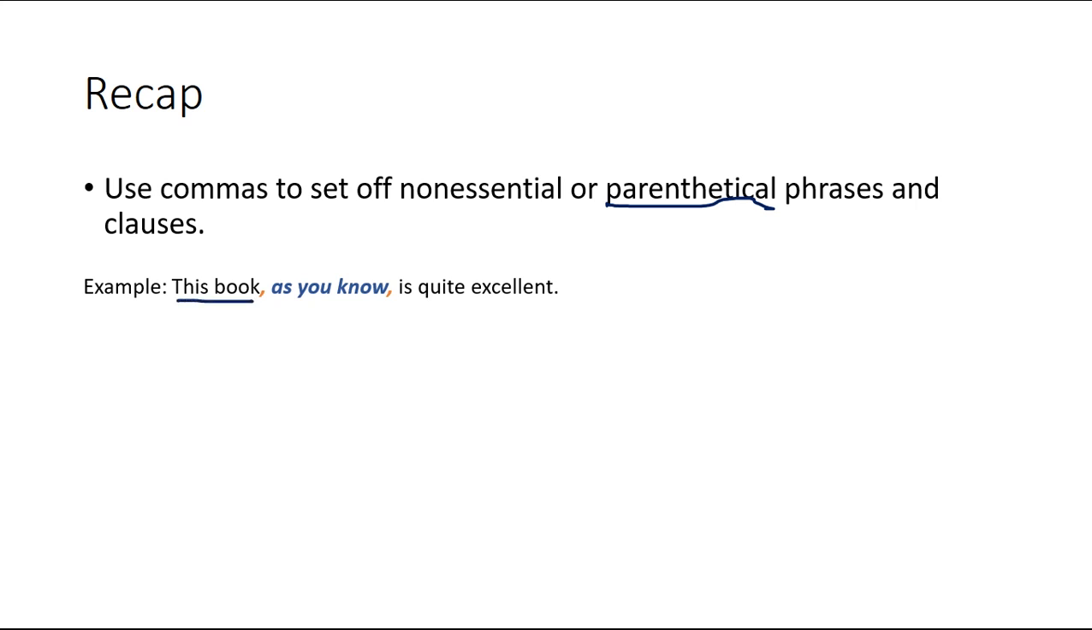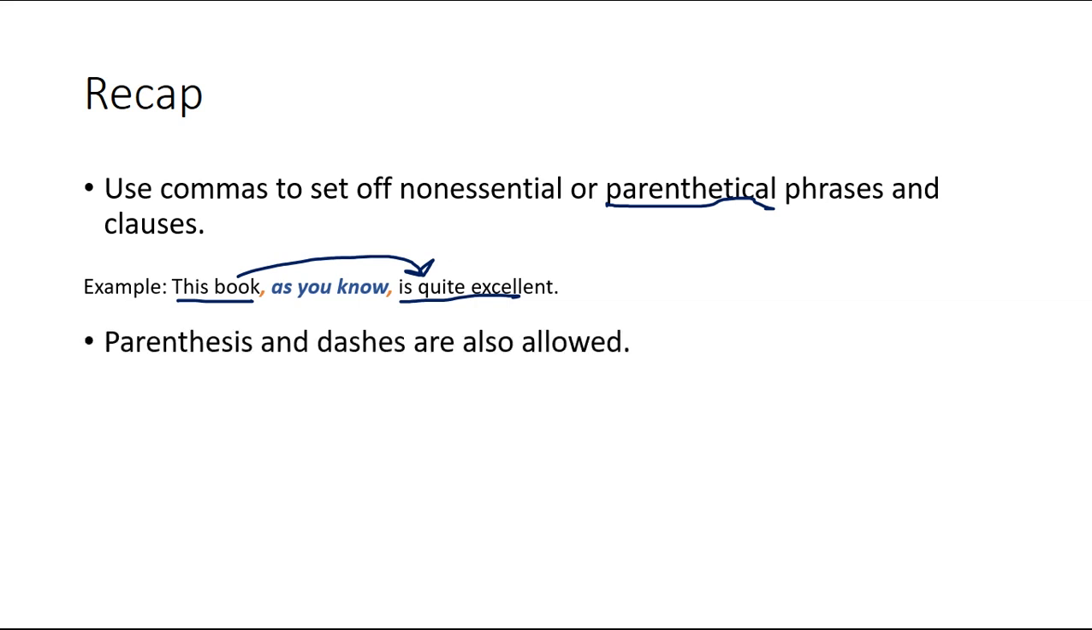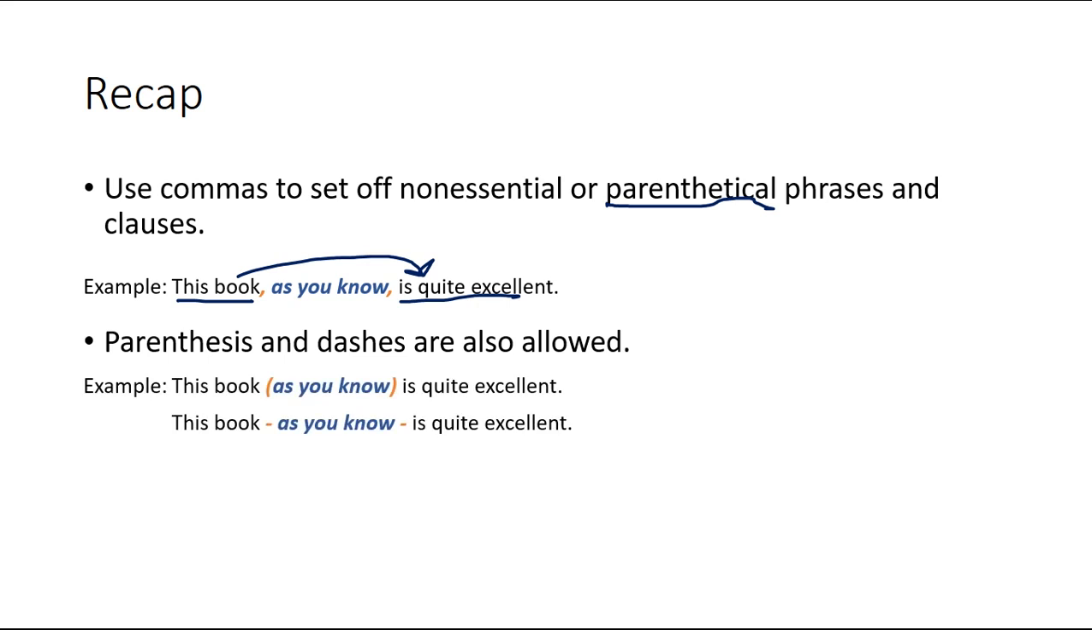The subject, this book, and the predicate is over here. We can link them together, and if we could do that without the part in the middle, we know we have a parenthetical reference in the middle. So parentheses or dashes are allowed as well. Here's the example. This book, as you know, is quite excellent. Now, we would probably not see it like that. I would say that parentheses are going to be used more for formal writing. So let's say a textbook or something of that nature may include parentheses to indicate information that may not be necessary to know. We usually wouldn't see it in a sentence like this, but it doesn't mean that it is incorrect.